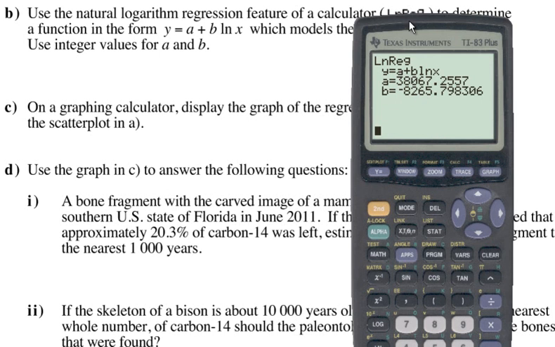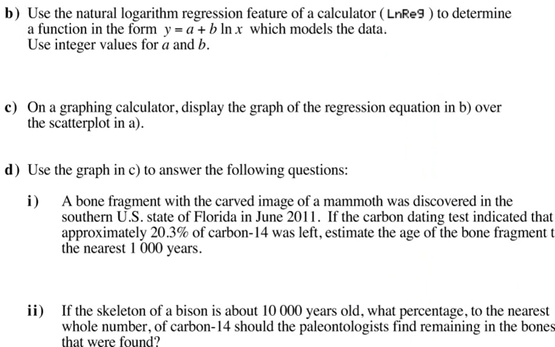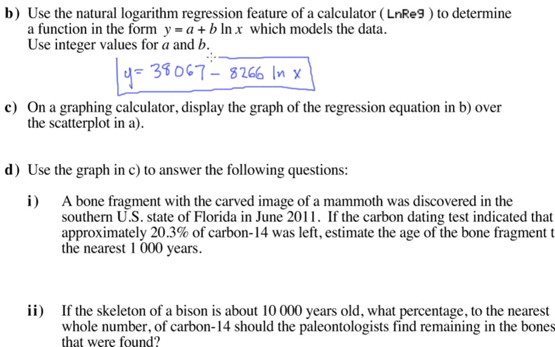So, let's see what we get from that. We get y equals 38,067, and then our b was minus 8,266 natural log x. It said integer values, so I didn't carry any of the decimal points. I just rounded each of these to the nearest whole number.